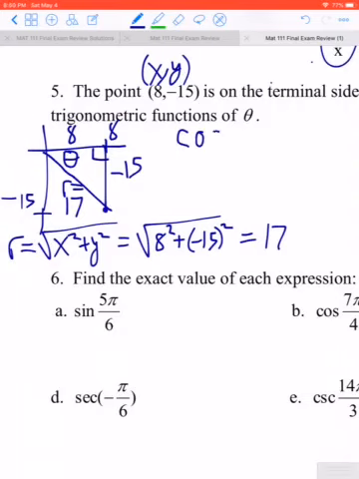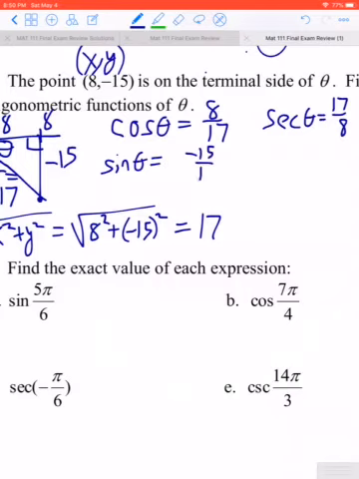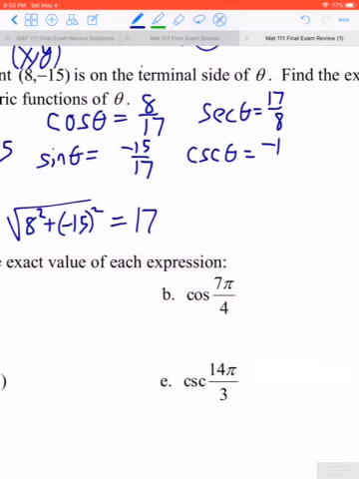The value for the cosine of theta is going to be adjacent over hypotenuse. That's going to be 8 over 17. Therefore, the secant of theta is going to be 17 over 8. The sine of theta should be the opposite over the hypotenuse. That's going to be negative 15 over 17. And the cosecant of theta is going to be negative 17 over 15.